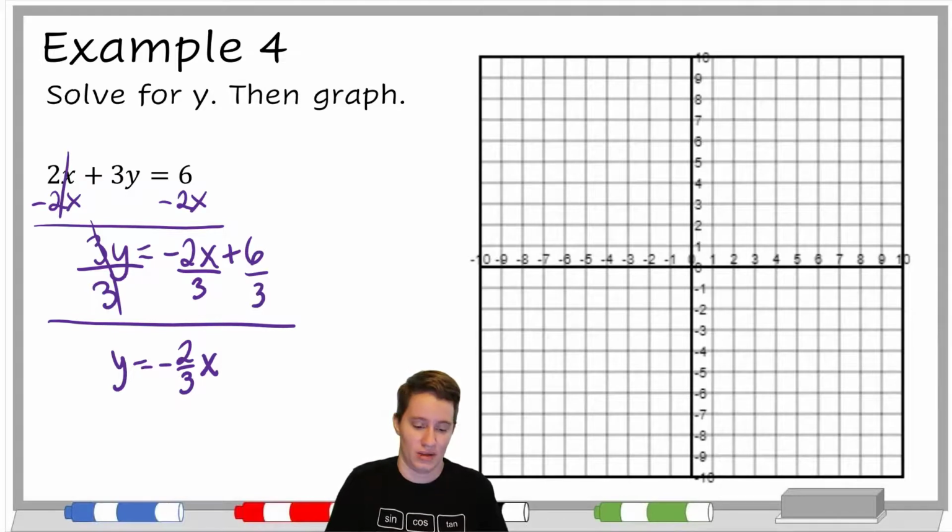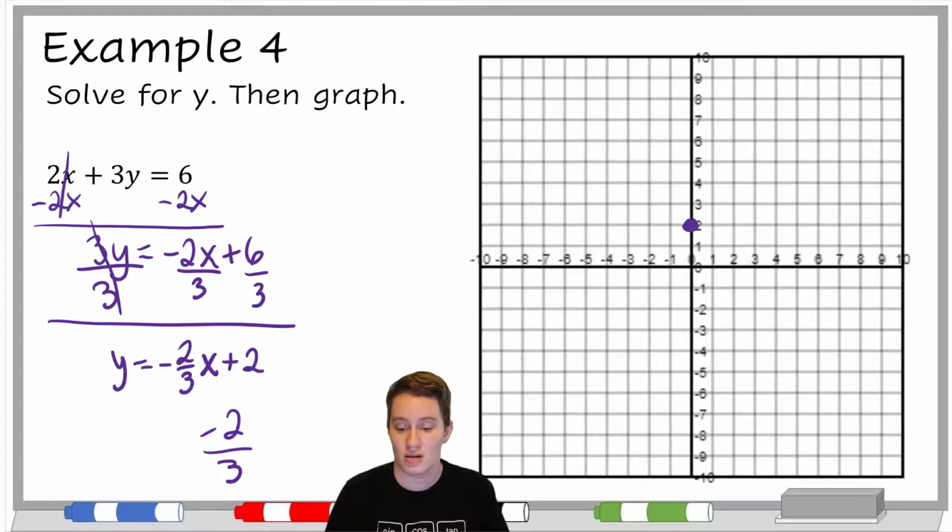And then we do 6 divided by 3, which is a positive 2. And now we can graph this. We start with the plus 2 as the y-intercept. And then negative 2/3. Remember that you put the negative either with the top or bottom, but not both. So I'm going to go down 2 and run right 3. Down 2, right 3. And then I could do another one. I could go the other way, but here I've got my line. And it looks so nice.